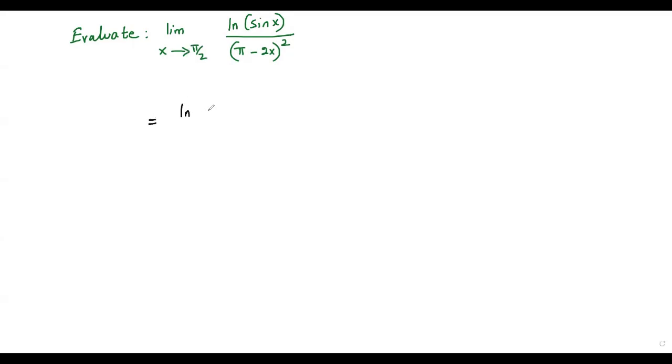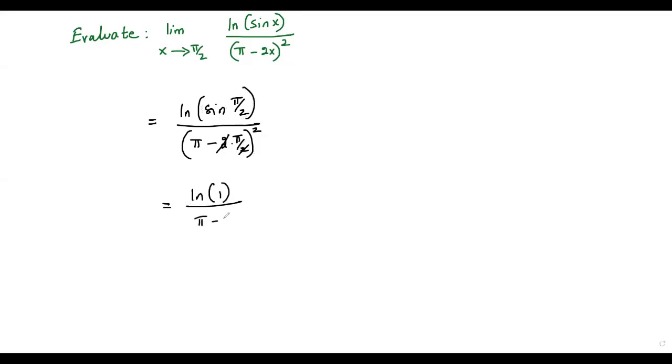Then I'll be getting ln of sine. So for this x, we have to plug in pi over 2. So ln of sine pi over 2, over pi negative 2 times x, that is 2 times pi over 2, the whole square. This 2 and 2 will cancel out. So I get ln of, the value of sine pi over 2 is 1, that is sine 90 degrees is 1, over pi negative pi, the whole square.